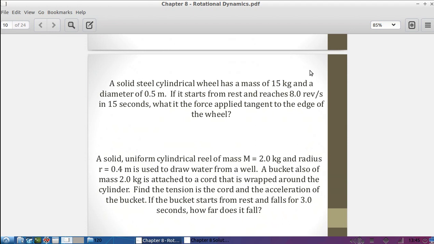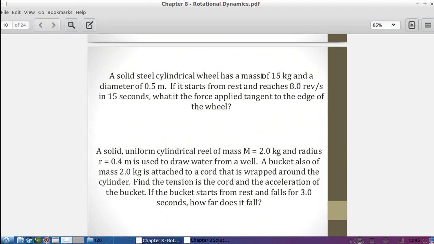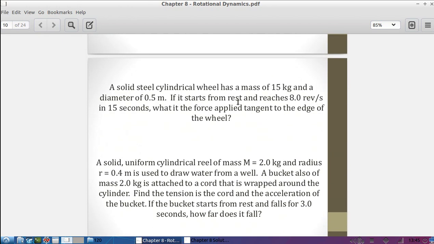So we'll do a couple Newton's second law problems that deal with applying a torque on an object. Now both of these objects are cylindrical disks. So for a cylinder or a disk, we're going to use 1/2 mr squared for the moment of inertia of the object. A cylinder or disk has the same expression for the moment of inertia. So this first one, we've got a steel cylindrical wheel. I'm going to model it like a cylinder or a disk. It's got a mass of 15 kilograms and a diameter of 0.5 meters.